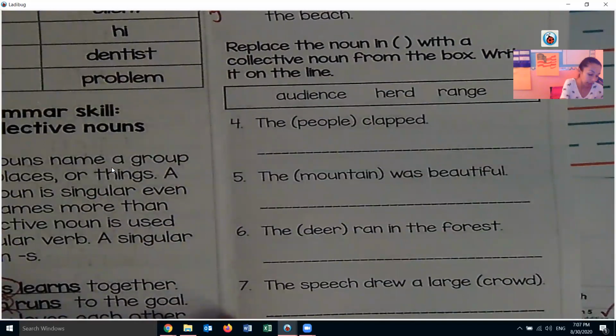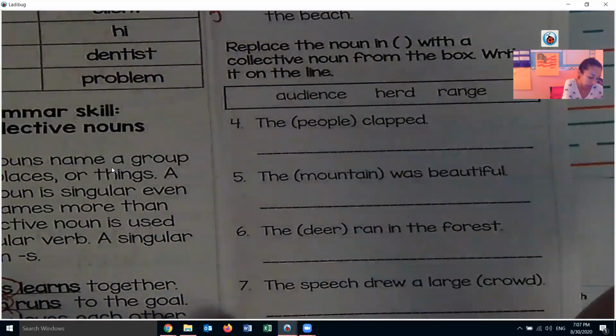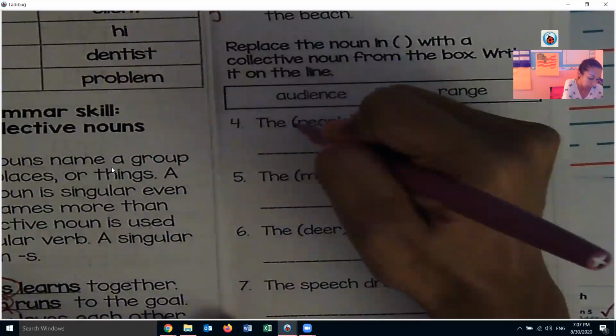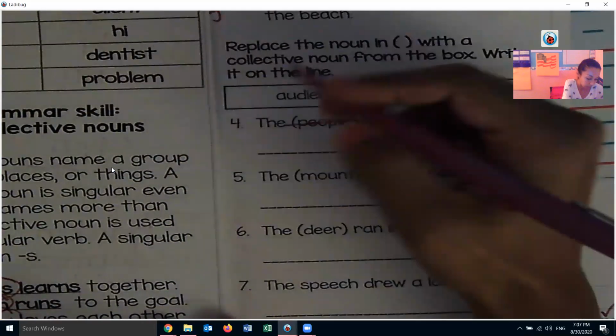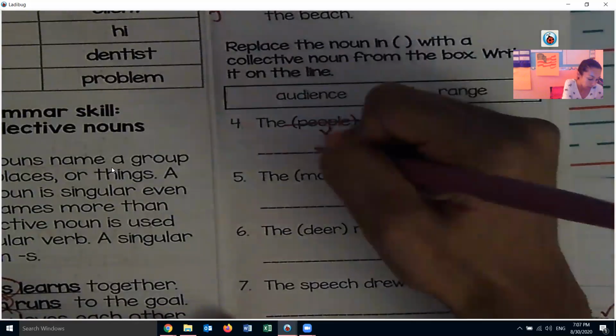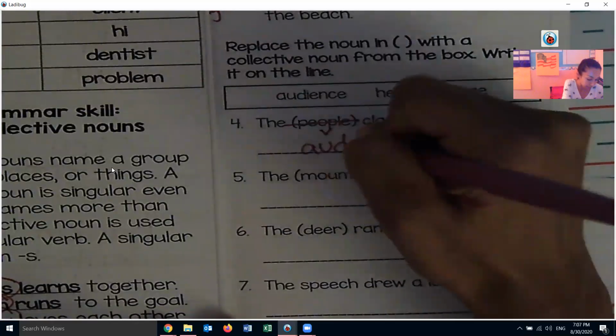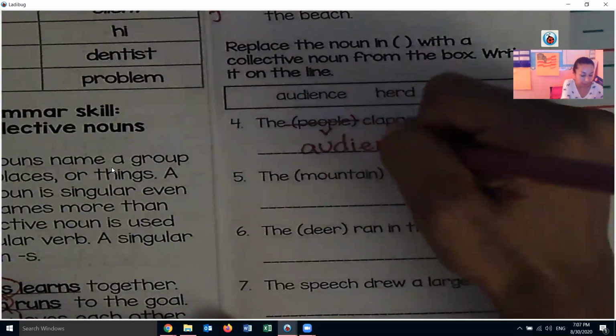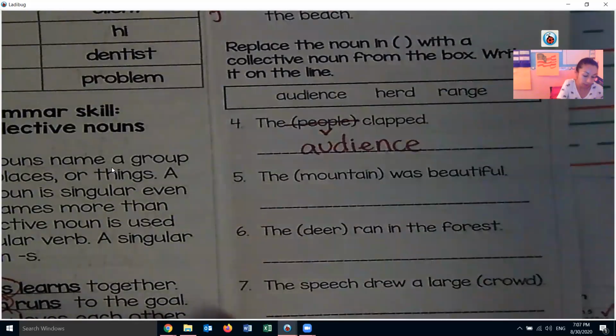I think audience. So instead of people, I'm going to cross off people, and we'll put a little backwards caret, make it go down like a little arrow. The audience clapped. The mountain was beautiful.